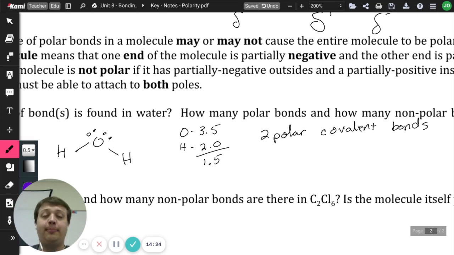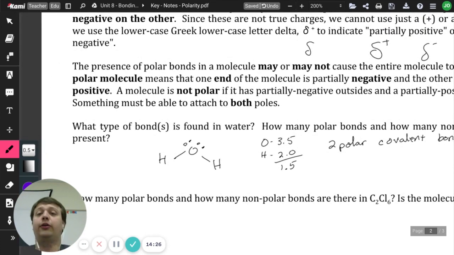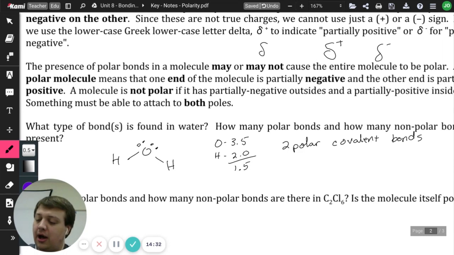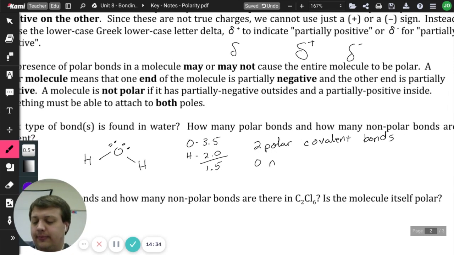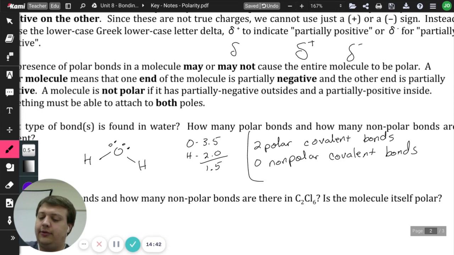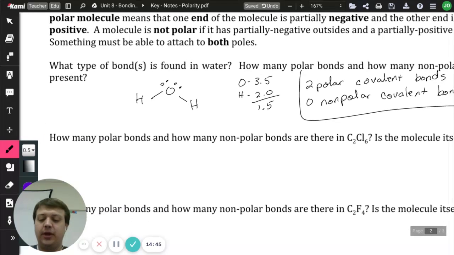Now, how many nonpolar bonds are there? Well, there's only 2 bonds that are present, and since both of those are polar, then you would have 0 nonpolar bonds. So 0 nonpolar covalent bonds. Okay, and so that's what my question was asking there.